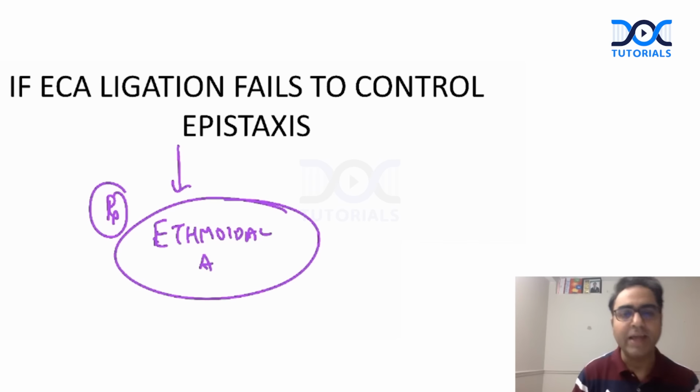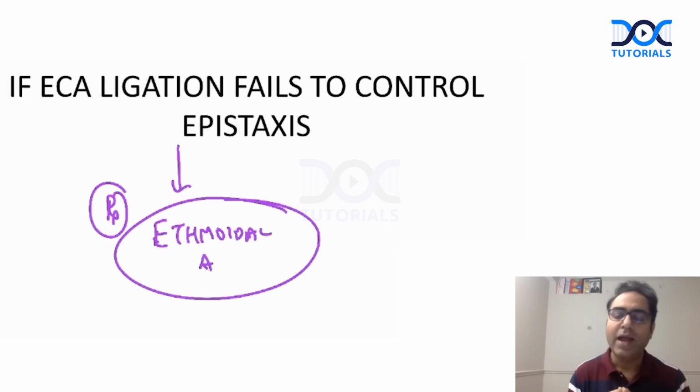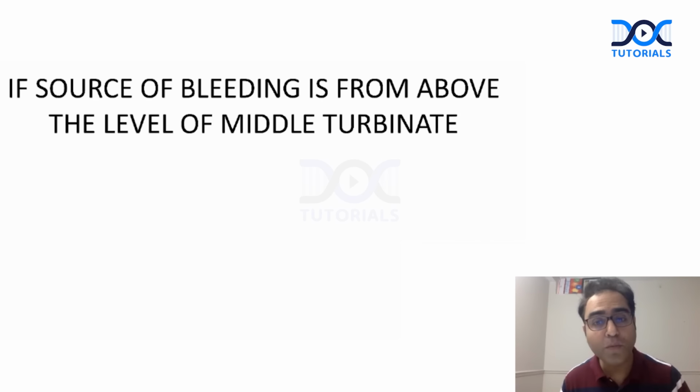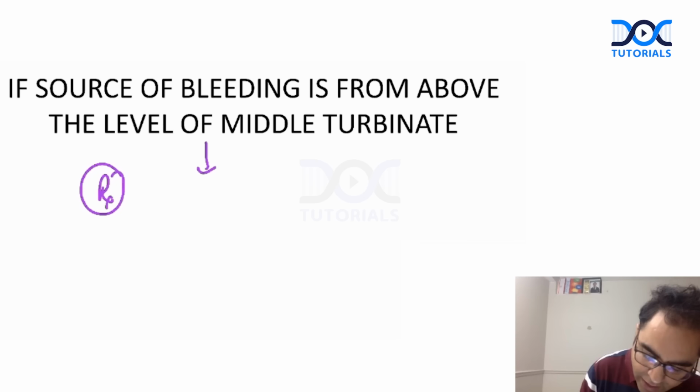Ethmoidal artery ligation. Because if ECA has been ligated and bleeding is still continuing, then the bleeding is coming from the ICA territory, and the ICA branches are the ethmoidal arteries. We can't tie the ICA itself. And if the source of bleeding is from above the level of the middle turbinate on endoscopy, then it has to be from the ICA system. Then the treatment plan would again be ethmoidal artery ligation.